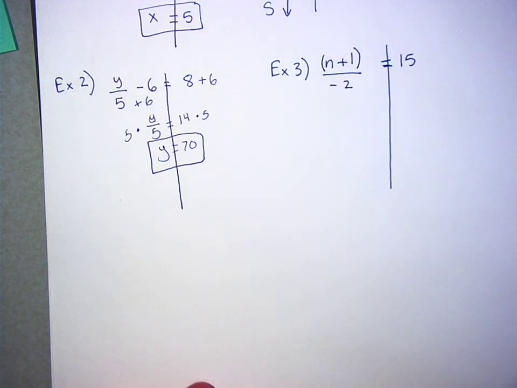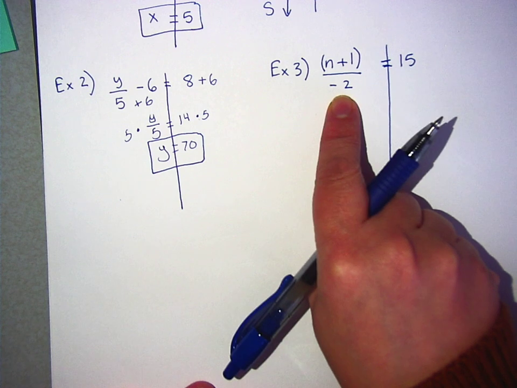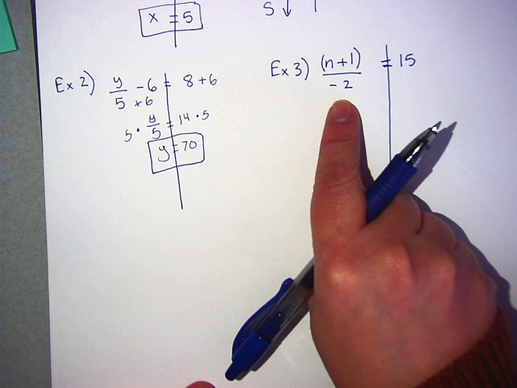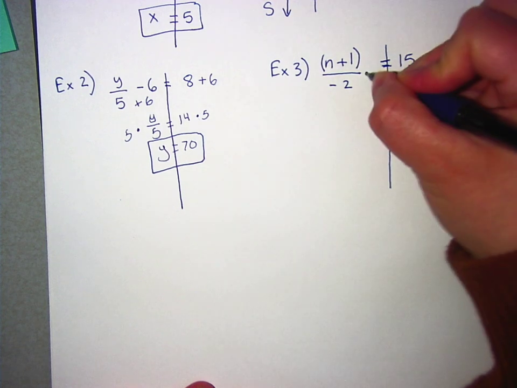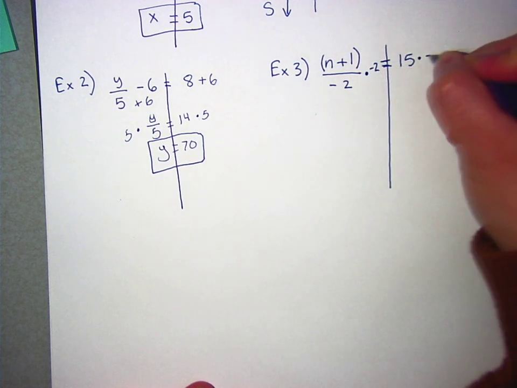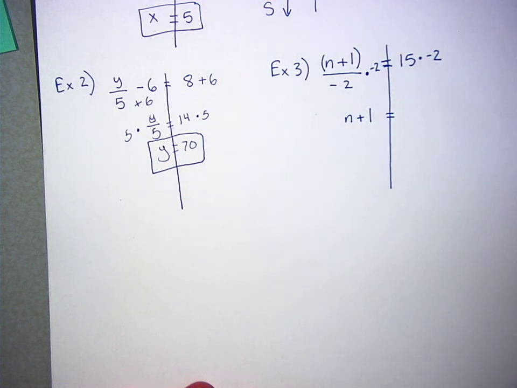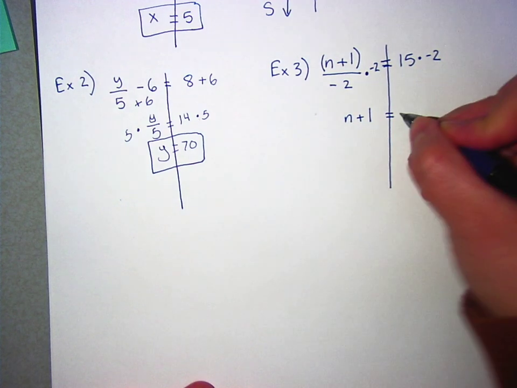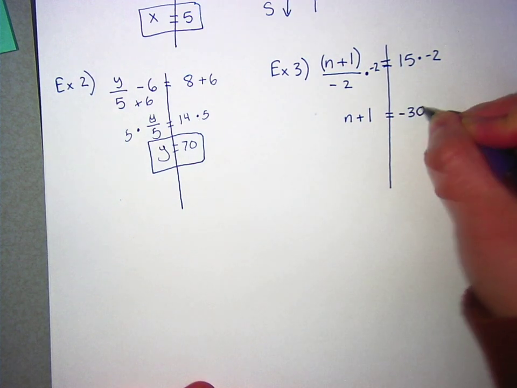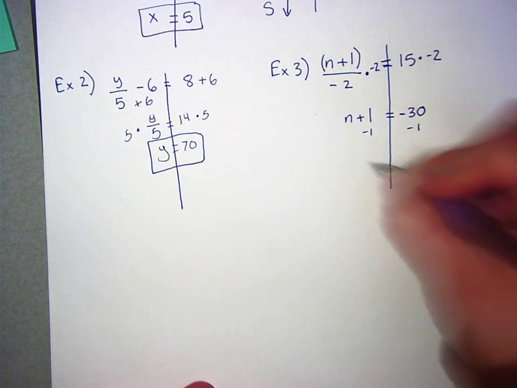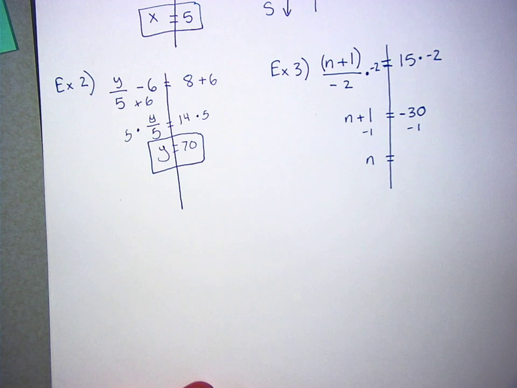So actually the first thing I'm going to do so I can get to the top of that is get rid of this negative 2. How do I get rid of this negative 2? Nope, this is not subtraction. Right, we're going to multiply by a negative 2 on both sides. So now I've got n plus 1 equals negative 30. Now what? Subtract 1, n equals negative 31.